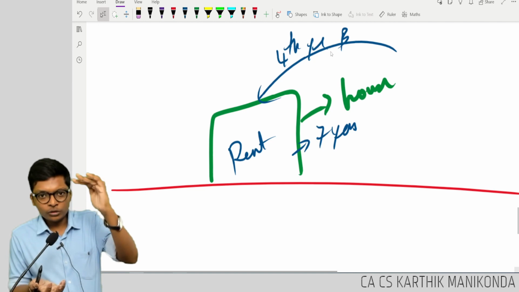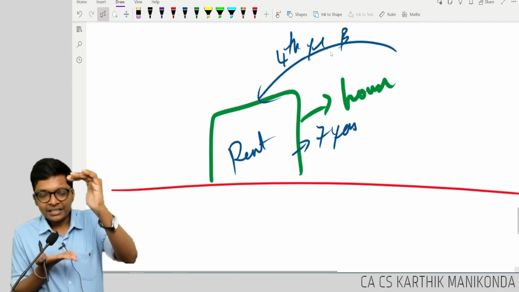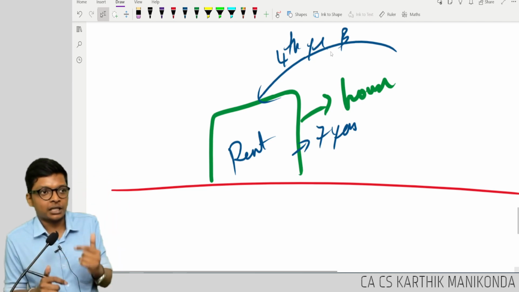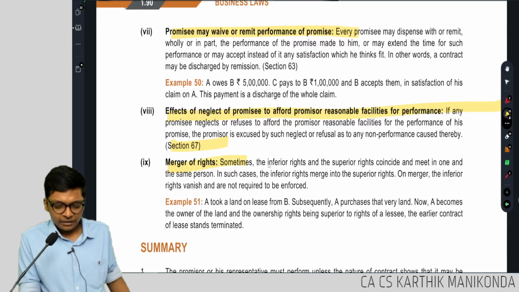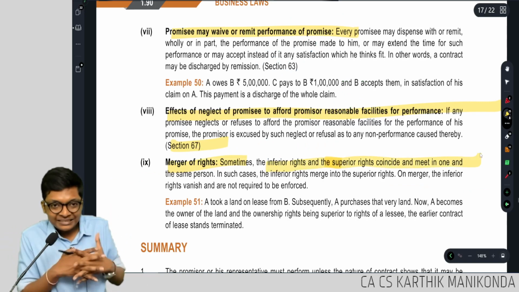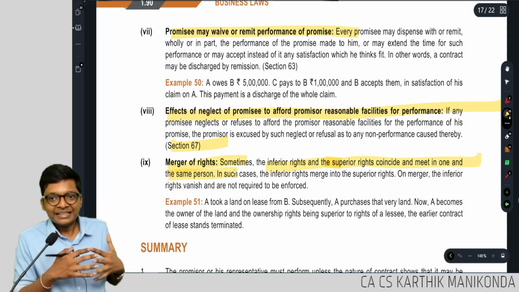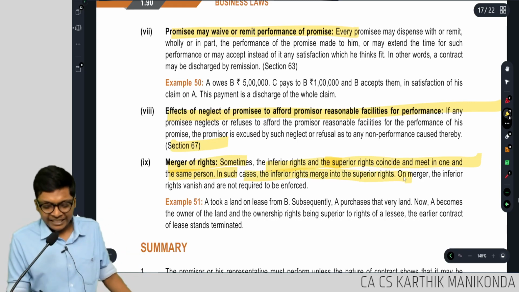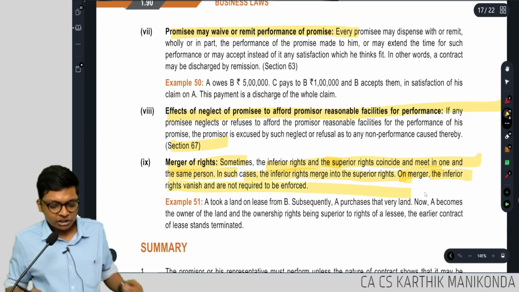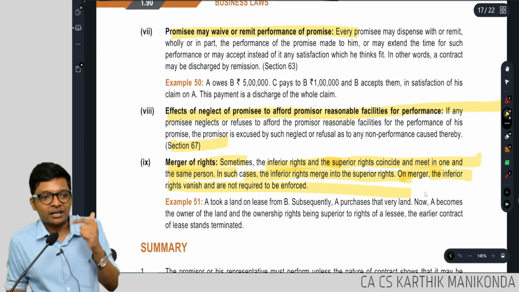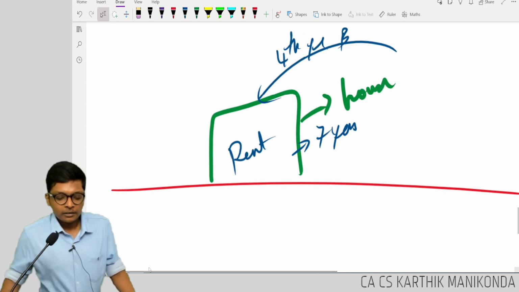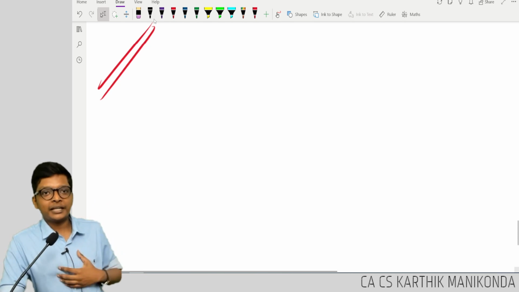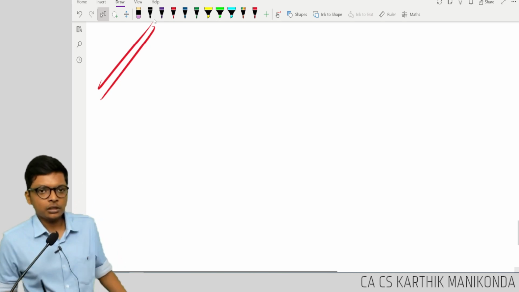The purchase of the house is a superior contract to the inferior contract of rent. Now both get merged and the superior will override the inferior contract. That's what is given. The inferior rights and superior rights coincide and meet in one and the same person. Then the inferior rights merge into the superior rights. On merger, inferior rights vanish, and need not be enforced. I need not pay the rent. Are you following, guys? With this, discharge of contract is done, and we are also done with unit 4. Clear guys? Perfect. Okay. Done.